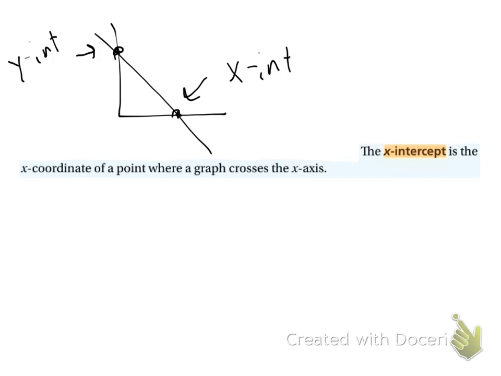And when we're looking at our Y-intercept, that's when X is 0. Right here is where X is 0. And when we're looking at our X-intercept, that's when Y is 0, right there. So Y equals 0.